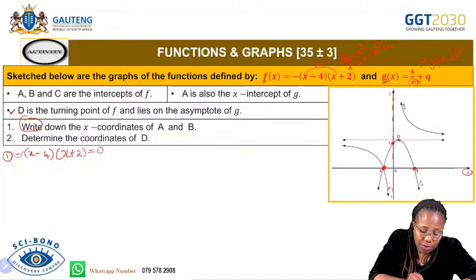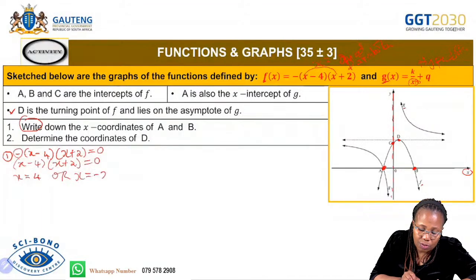Remember, when we remove this, we can multiply and divide by -3, or still we'll have x minus 4 and x plus 2 equals 0. And then now, if you look at the first bracket, it will give us x equal to 4, or the second bracket will give us x equal to -2.